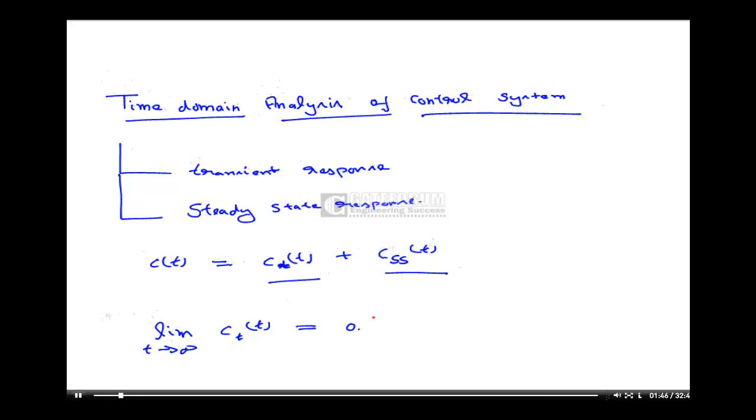And what is then steady state response? A steady state response is simply the part of the total response that remains after the transient has died out. When the transient response has died out, whatever is remaining, that is the steady state response.